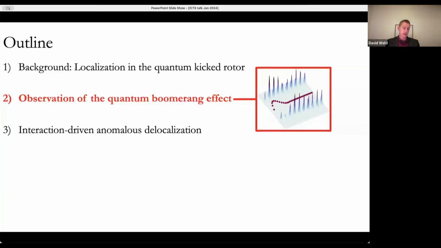Okay, so that completes the background that I wanted to give today. What I want to do now is move into a discussion of the first experiment, which is the observation of the quantum boomerang effect. By the way, I'm very happy to take questions as I go along if anyone has them. I don't know what the technology would be or if people can just sing out, but feel free to send a chat message or say anything.